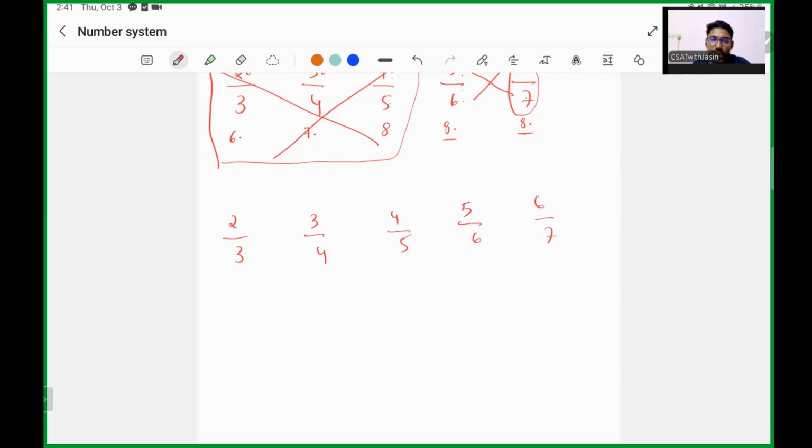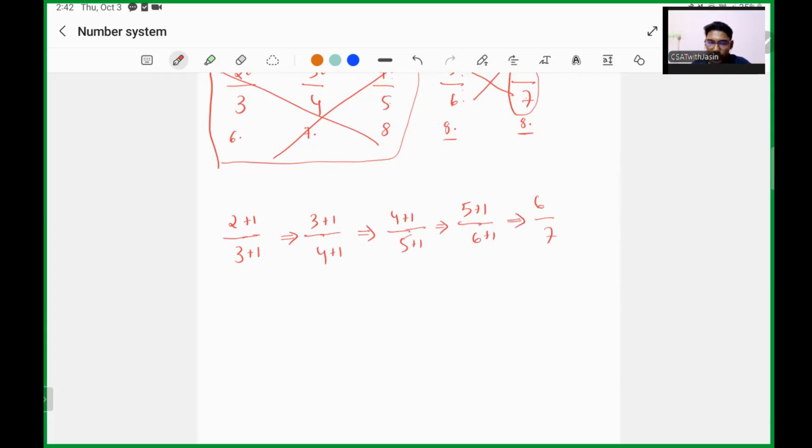You can see a pattern here. If I am adding 1 to both numerator and denominator here, it is becoming 3 by 4. Now if I am adding 1 to both numerator and denominator here, it is becoming 4 by 5. Adding 1 to numerator and denominator here, it is becoming 5 by 6. Again, adding 1 to both, it is becoming 6 by 7.